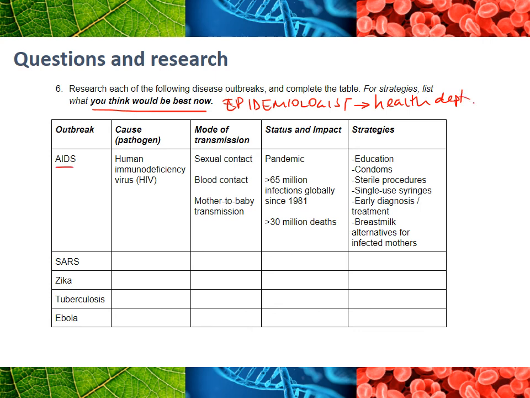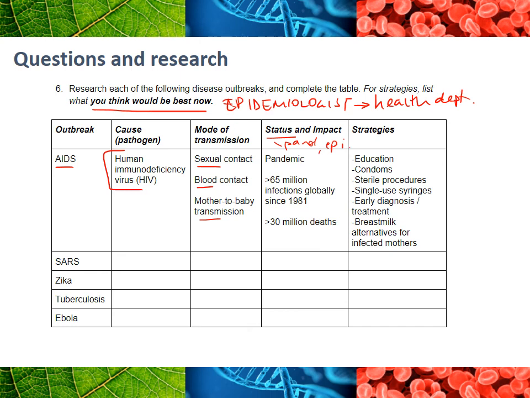The outbreak is AIDS, so the acquired immunodeficiency syndrome. The cause of AIDS is the human immunodeficiency virus, or HIV. The mode of transmission for this pathogen, there's multiple modes. One is sexual contact, one is blood contact, and another one is mother to baby transmission, either during pregnancy or breastfeeding. When I say status, I mean, is it a pandemic or an epidemic? And then the impact. So just don't spend too much time on that, just a little bit of data.